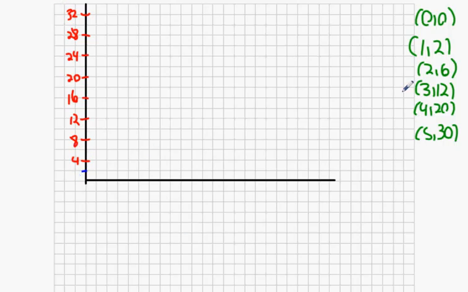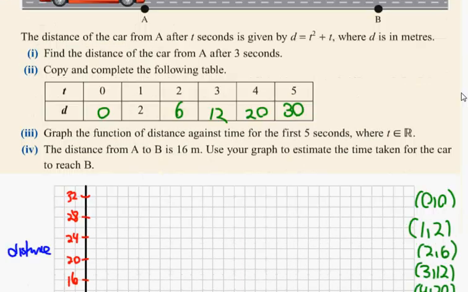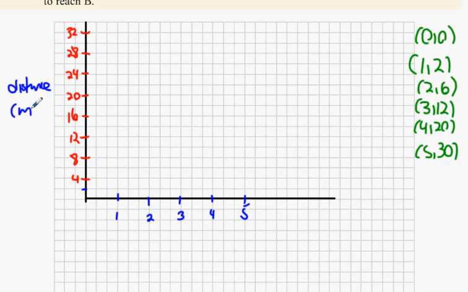How many seconds do I need on the x-axis? Only 5, so I can really stretch that out. Make it easy to draw. Have to label them. So this is distance, isn't it? What are we measuring distance in? Meters. And on the x-axis, am I allowed to just draw the first one and the last one? Why not? It's not a straight line. I can't draw just the first and last one if it's a straight line.